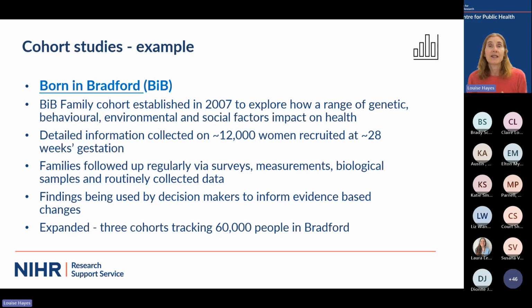And it's now been expanded, so there are now 3 cohorts at least that are all being tracked through the Born in Bradford study. There's loads more information about that and the really interesting findings on the website, and the links there on the slide. We will circulate the slides later.